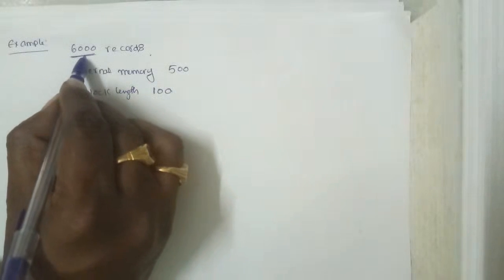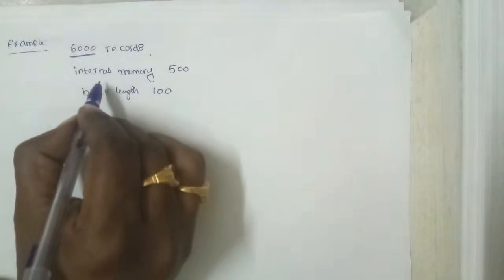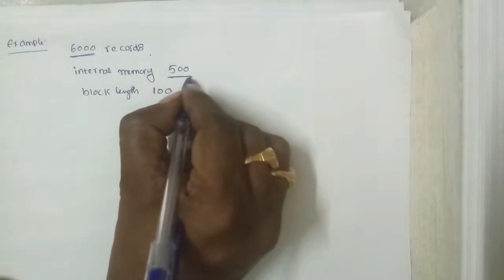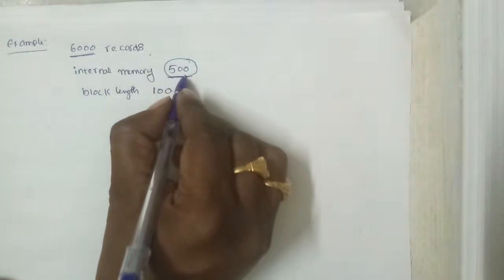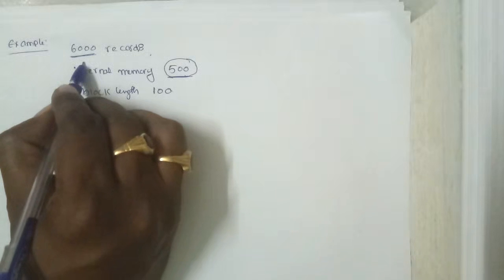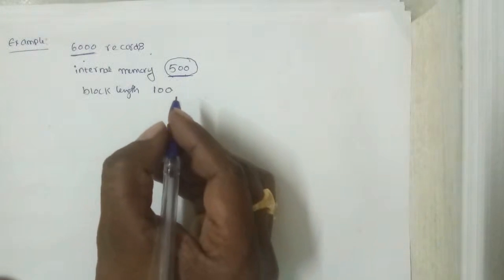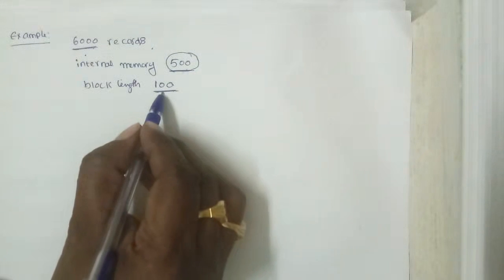And these 6,000 records are to be sorted using an internal memory that is capable of sorting at most 500 records. That is, internal memory can sort at most 500 records, and the input, that is the list of 6,000 records, is stored in the disk in blocks, and the size of a block is 100 records. This is the given question: 6,000 records, the internal memory, and the size of each block.